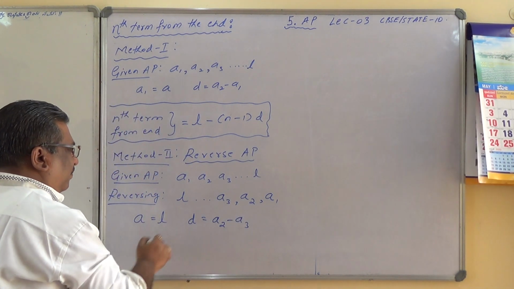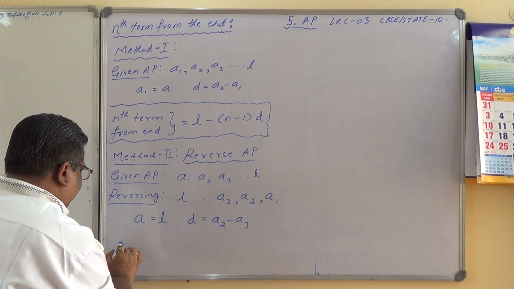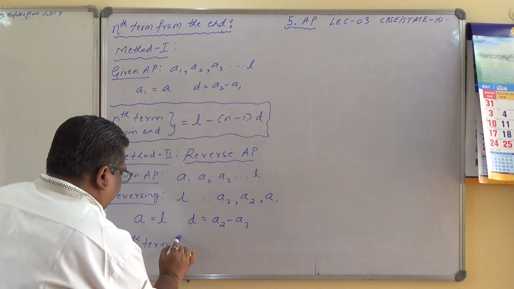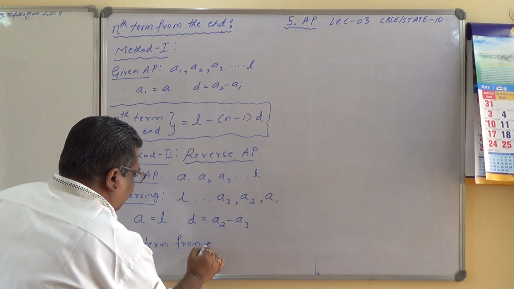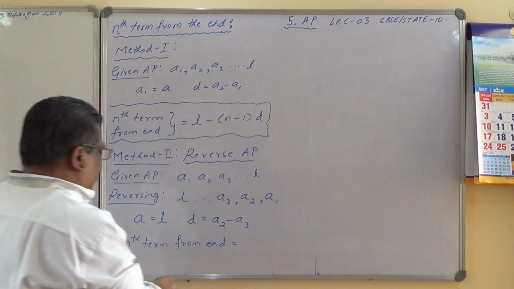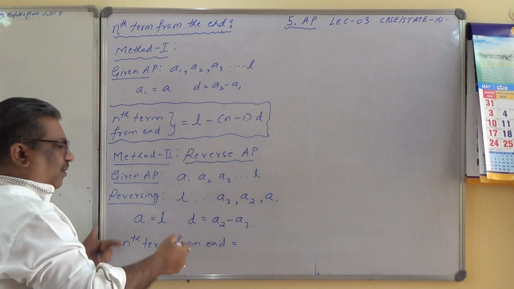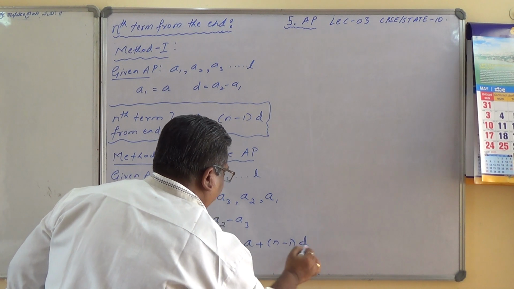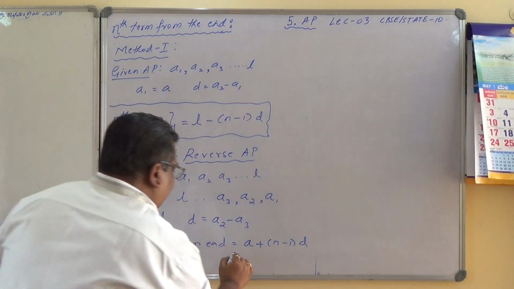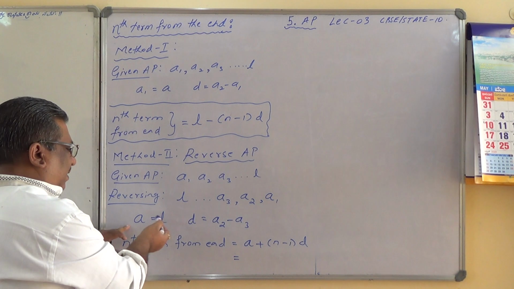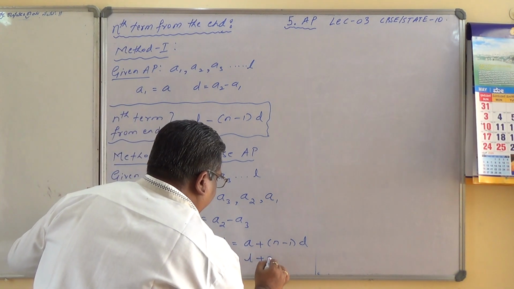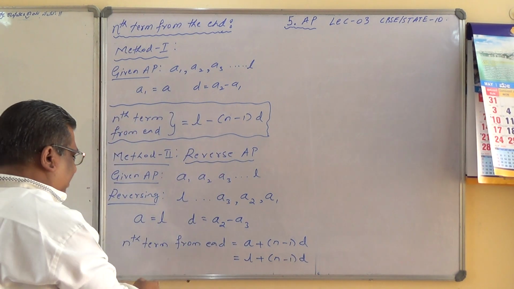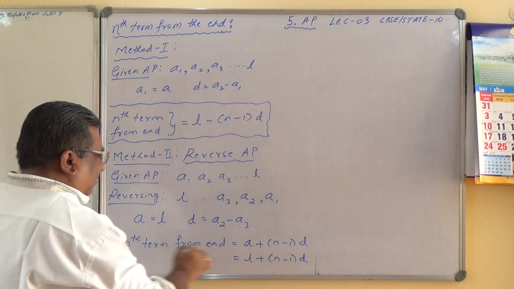Then as usual, nth term from the end equals, as usual, what is that? A plus (n minus 1) into D. Use this formula. In this case, once again I'll write here. What is A here? L. L plus (n minus 1) into D here. Is it right? So this is the nth term from the end.